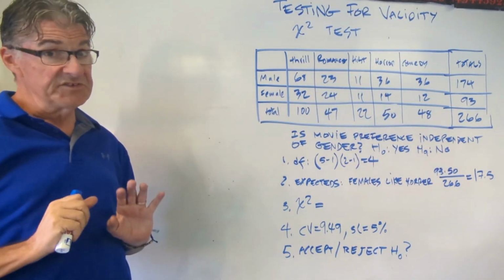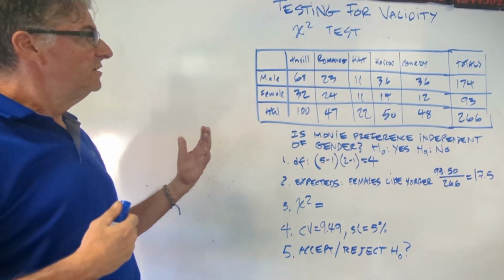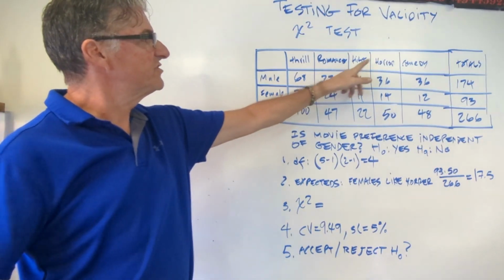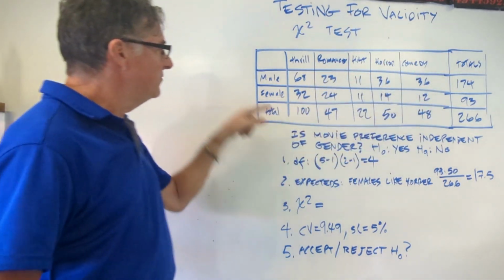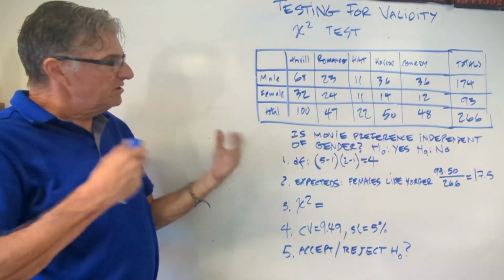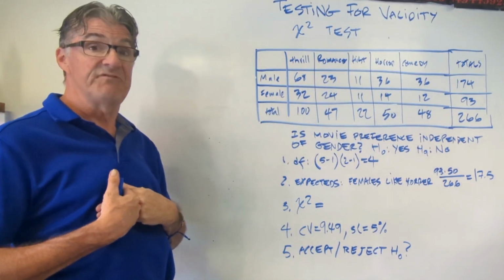It's going to walk us through all the steps you need for a chi-squared calculation. So here's our scenario. We have 5 movie genres: thrillers, romance, history, horror, and comedy. And then we have males and females. And we're trying to figure out, is there a clear difference in taste preferences between males and females?